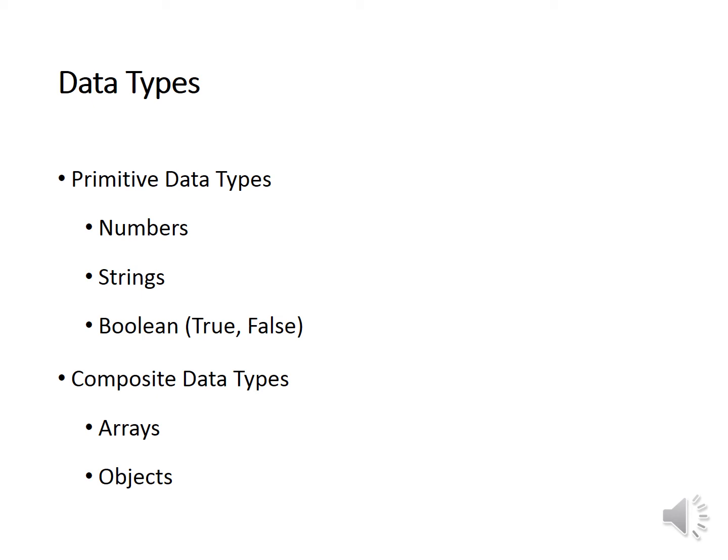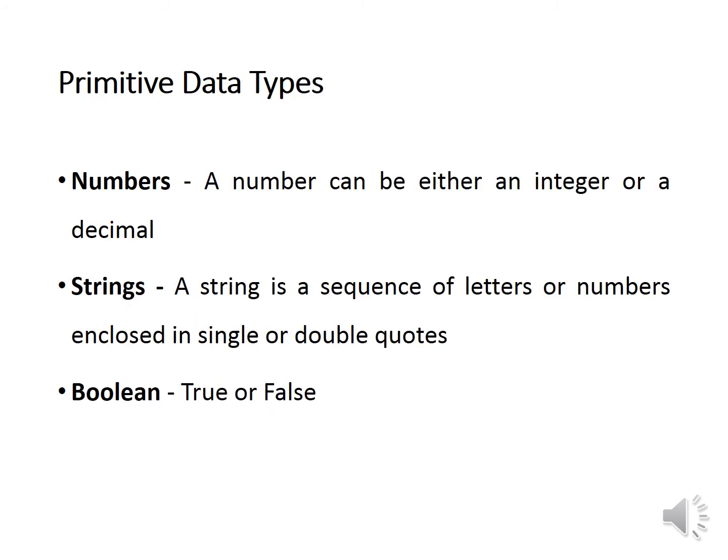Okay, composite data types. There are two types here: the first is array, and the second is object. When we want to define any type of class, we have to initialize that class with a specific object. Class is nothing but a collection of objects. An array is a data structure that stores values in the form of indexing. For example, in C language, int array of 10 will consist of 10 elements. So primitive: number or integer, string, a sequence of letters or characters enclosed in single or double quotes, and boolean, that is true or false.